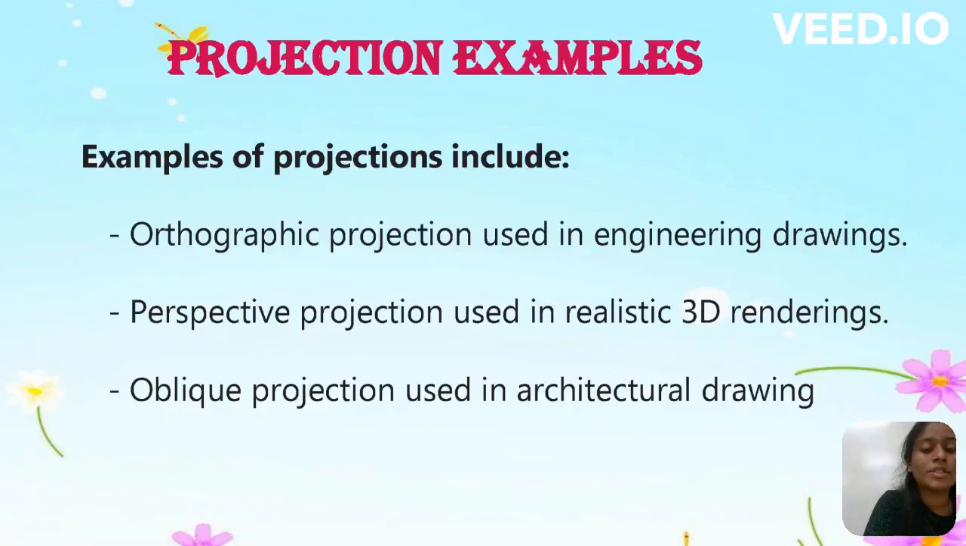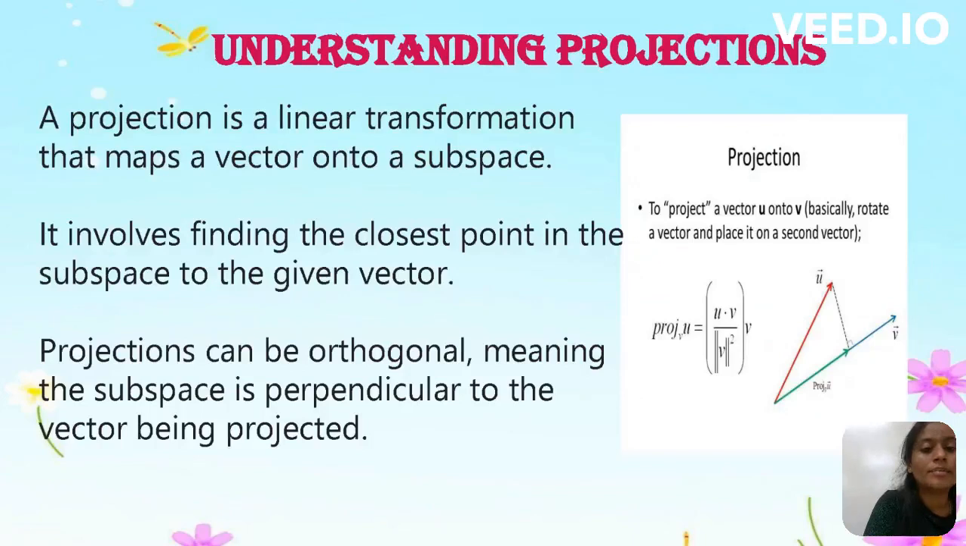Examples of projections include orthographic projection used in engineering drawings, perspective projections used in realistic 3D renderings, and oblique projections used in architectural drawings. Understanding projections. A projection is a linear transformation that maps a vector onto a subspace. It involves finding the closest point in the subspace to the given vector. Projection can be orthogonal, meaning the subspace is perpendicular to the vector being projected.